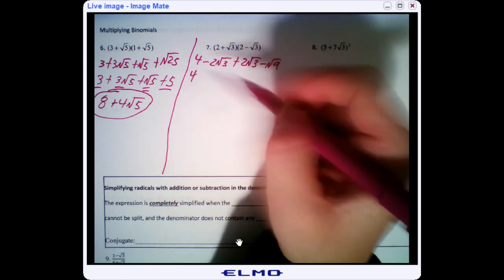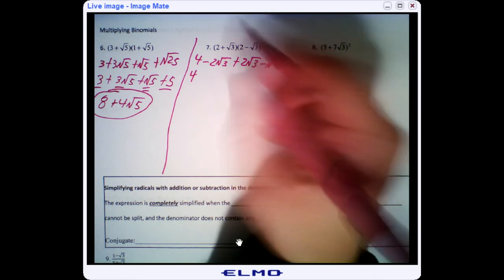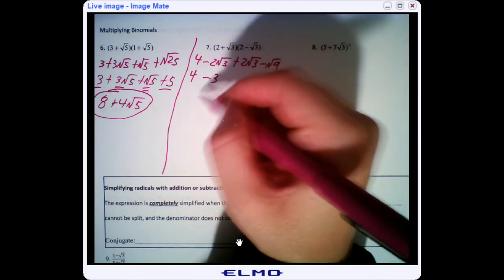Simplify. Negative 2 square roots of 3 and positive 2 square roots of 3 becomes 0, and square root of 9 is 3, so 4 minus 3, which is 1.